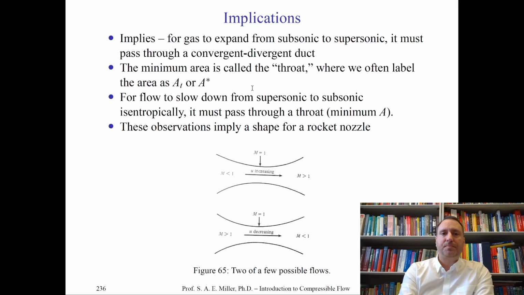So a choked throat, that is the minimum area of a flow where we reach Mach equals 1, is called choking. Now, we always label the minimum area of the throat two ways. One, it could be A sub T for the area of the throat, or A sub star. The superscript star indicates that, of course, it is a choked flow where M equals 1.